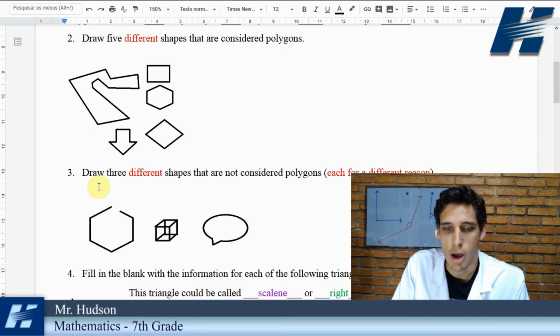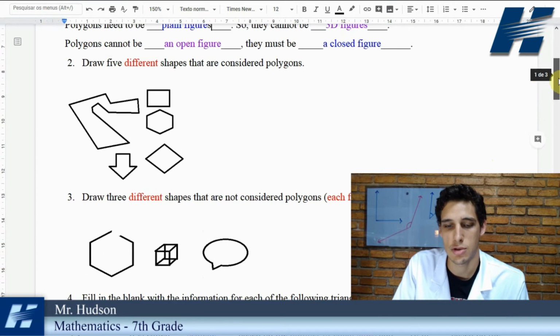Question 3. Draw 3 different shapes that are not considered polygons, each for a different reason. This one is not a polygon because it's open. This one's not a polygon because it's 3D. This one has curved lines. Alright. And how do I draw this?